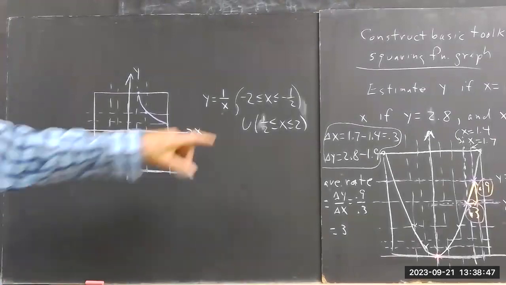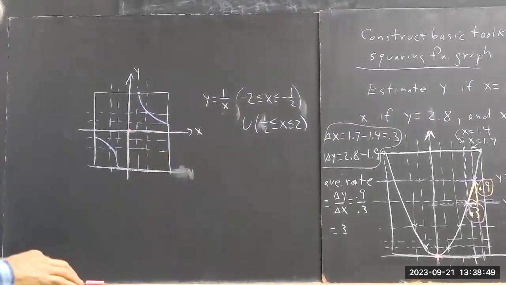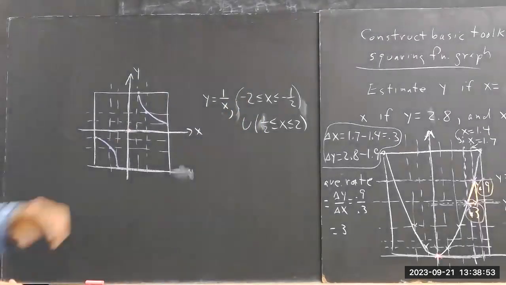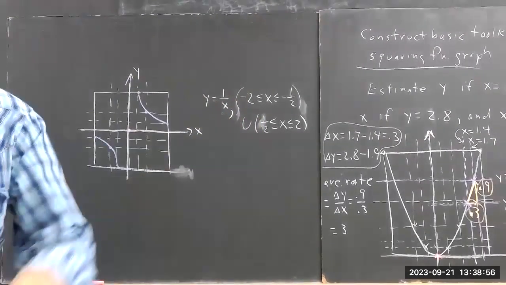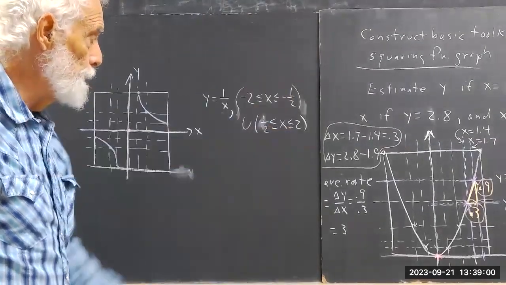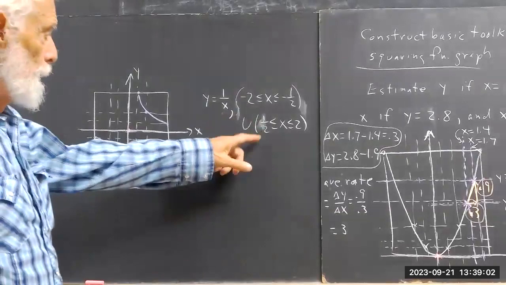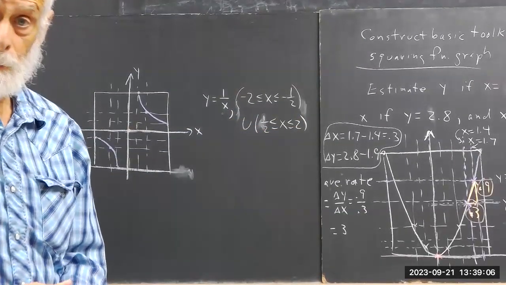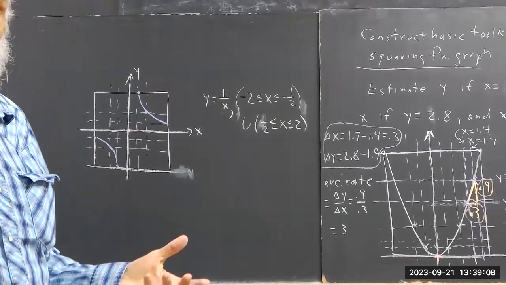Okay. Well, I write this with a comma here. The comma got mixed up with my parentheses. This is y equals 1 over x, but I'm putting a little more information on it. I'm saying -2 is less than or equal to x is less than or equal to -1/2, and 1/2 is less than or equal to x is less than or equal to 2. Okay. Now, why did I say that?